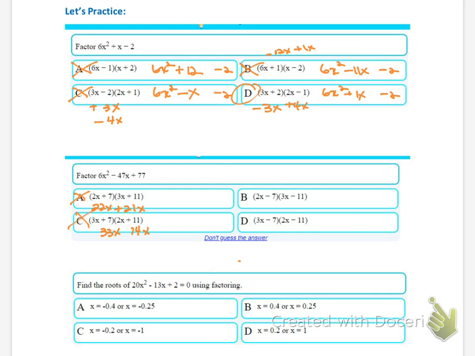Okay, the B is, let's see, 22x, which is negative, and then a negative 21x, and that's not going to do it either, so that's out. So once again, we're hoping for D. That's a negative 33x and a negative 14x, which does indeed add up to a negative 47x, so that's it.